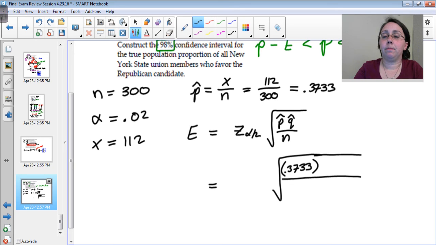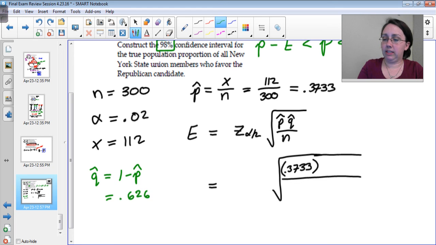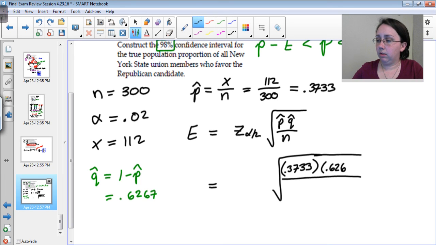How do you find q hat? 1 minus p hat. What would that be? 0.6267. All right. And n, what is n? 300.